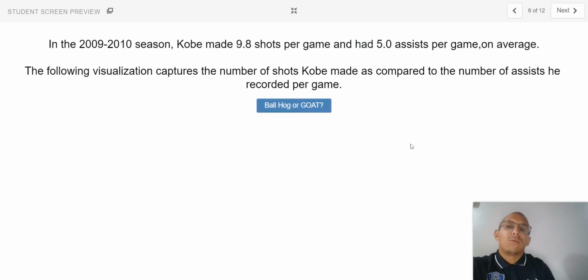So the first example we'll work through is Kobe Bryant, the Hall of Famer. In the 2009-2010 season, he made 9.8 shots per game and had 5.0 assists per game on average.